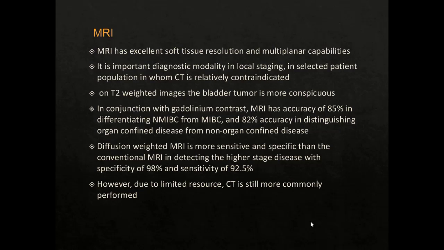Diffusion weighted MRI is more sensitive and specific than conventional MRI in detecting higher stage disease, with specificity of 98% and sensitivity of 92.5%. However, due to limited resources, CT is still more commonly performed to stage the disease.